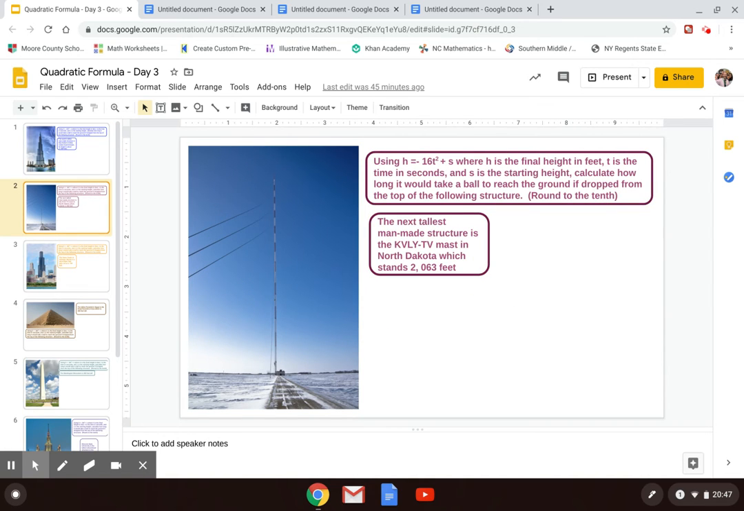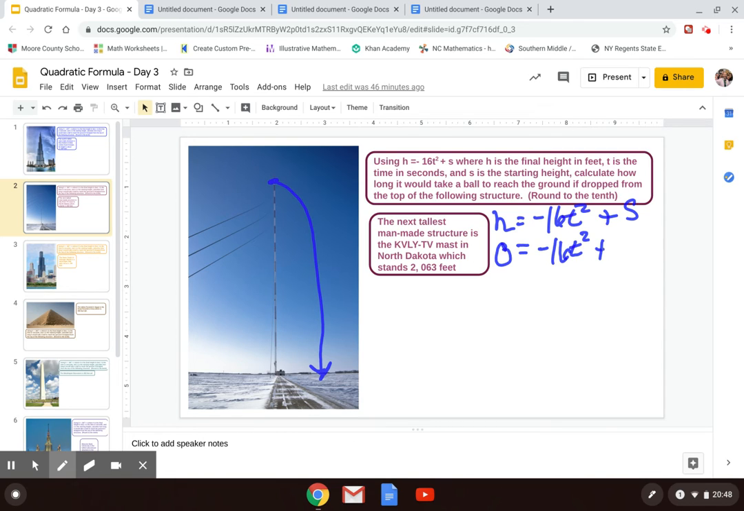Okay, so for number 2, I start with the same function. All right, so it's going to be h equals the negative 16 t squared plus s, which is going to be my starting height. So again, I'm looking for how long it's going to take the ball to reach the ground. So that means the ball is going from here to here. So that's going to be ground, 0. So how long does it take for it to go to 0? So that's going to equal a negative 16t squared because we keep our constant for gravity.